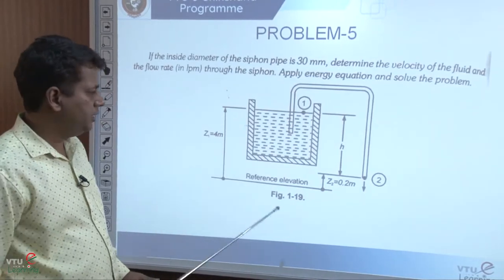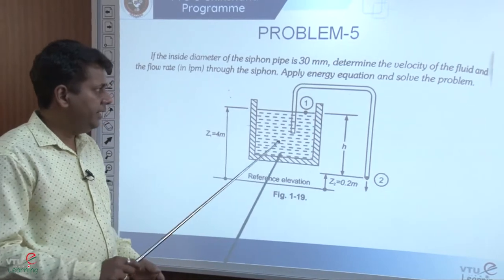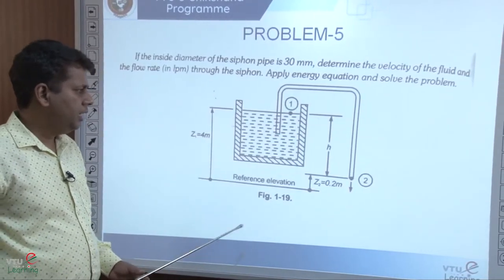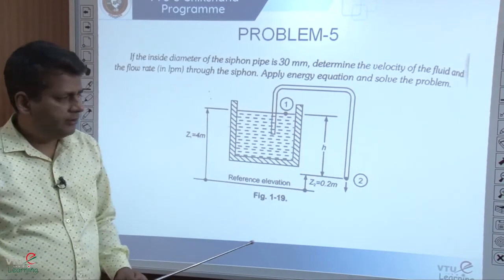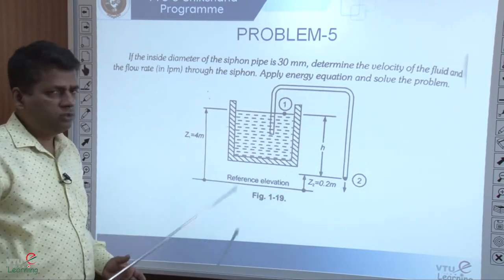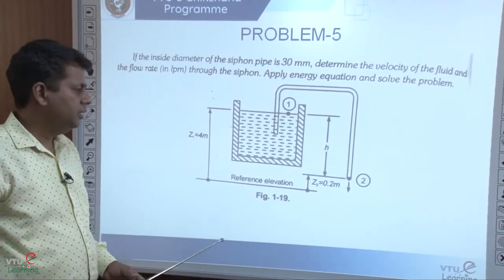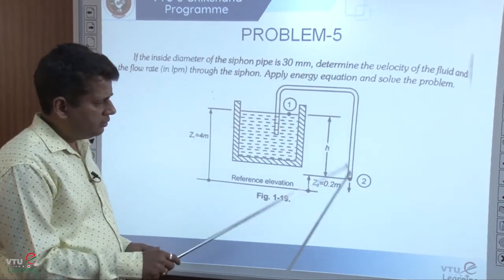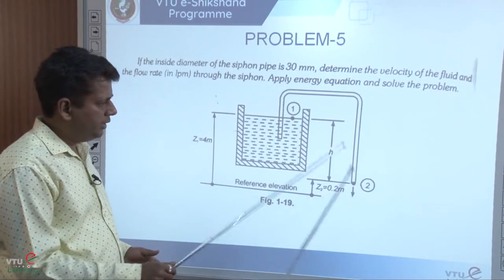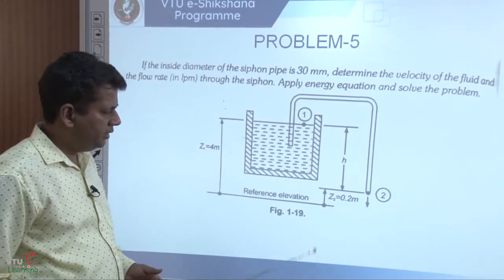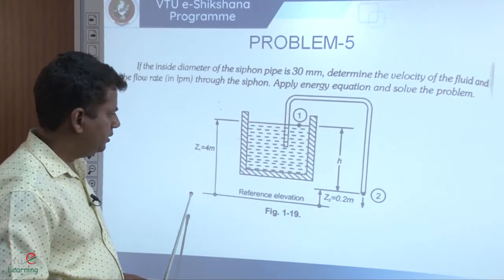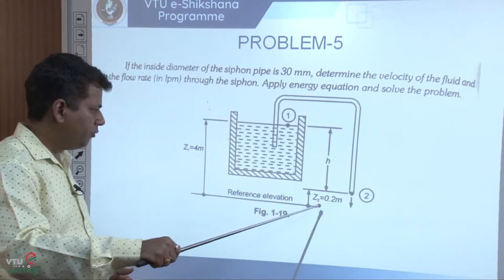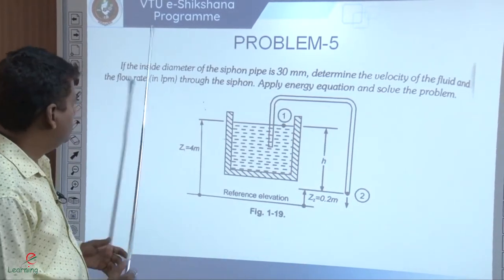Now, this is the problem, the sketch has been given to you. This is a tank filled with a hydraulic fluid and a U-shaped siphon tube is fitted. One end is inside the tank and another one is outside the tank. It is draining off the fluid from this tank, and due to siphon action, the fluid is coming out from this end. The point on the surface is taken as 1 and the point at the outlet is taken as 2. The distance between 1 and 2 is the head, and the reference line is this one. 1 is at a distance of 4 meter and 2 is at a distance of 0.2 meter from this datum.